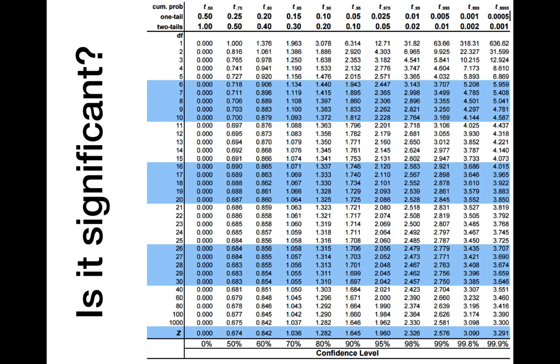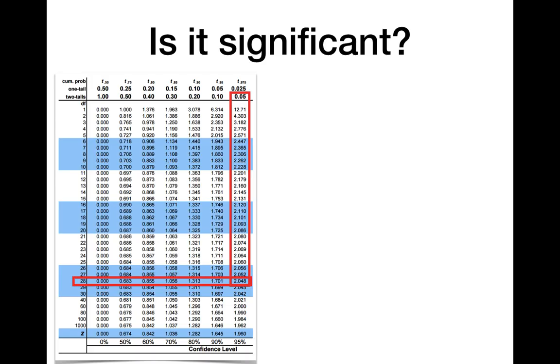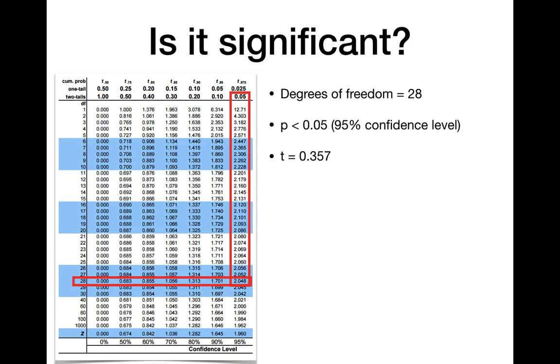So here's our table. We're going to go down this column here, find degrees of freedom of 28 right here. We're going to follow this row all the way across to our 0.05 value for two tails, which is actually right here. That's what we want to look at. So here I zoomed in on that part. 28, 0.05: our degrees of freedom was 28, our p-value is 0.05, and our t-value was 0.357 that we calculated.